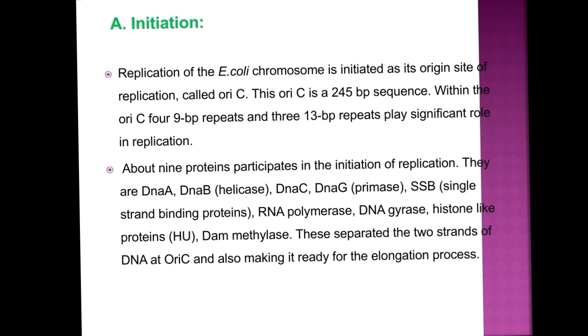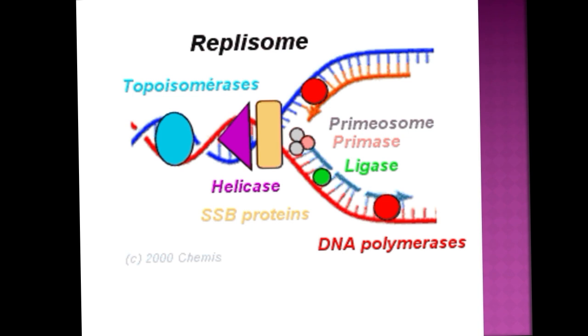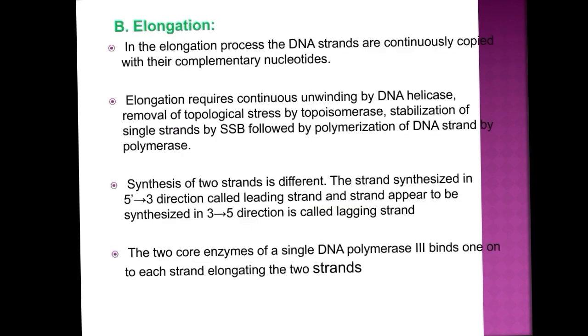About 9 proteins participate in the initiation of replication. They are DnaA, DnaB, DnaC, DnaG, SSB protein, RNA polymerase, DNA gyrase, histone-like protein, and Dam methylase. This separates the two strands of DNA at OriC, making it ready for the elongation process. The enzymes involved are topoisomerase, primase, ligase, DNA polymerase, helicase, and single-stranded binding protein.